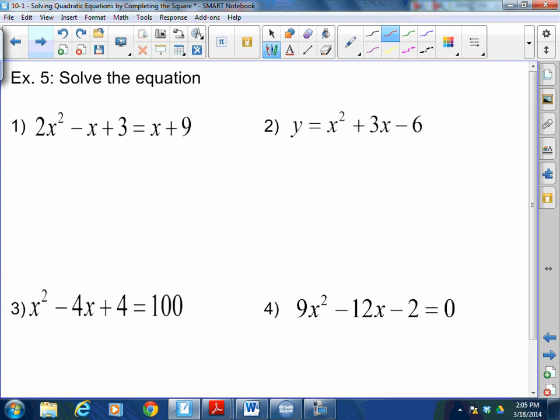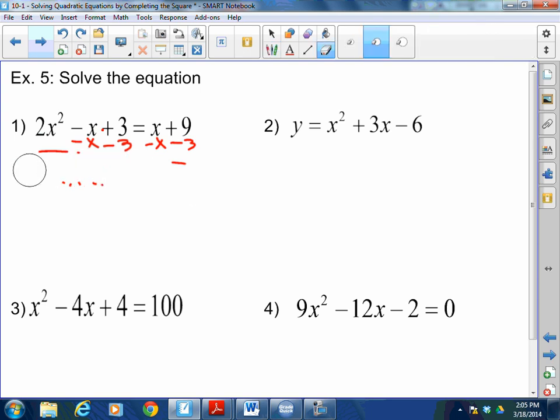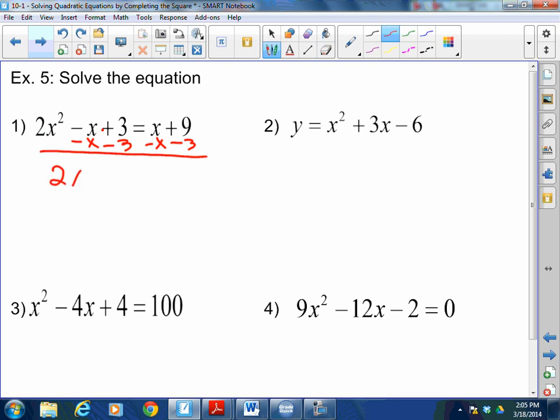Okay, whoa, what's going on here? Don't stress it. First, get the x's together, get all the other numbers on the other side. So I'm going to subtract 3 and I'm going to subtract x from both sides. So I'm going to get 2x squared minus x equals 6. Minus 2x. I did it right, I just said it wrong. This is 2x squared minus 2x equals 6. Does everyone see that?